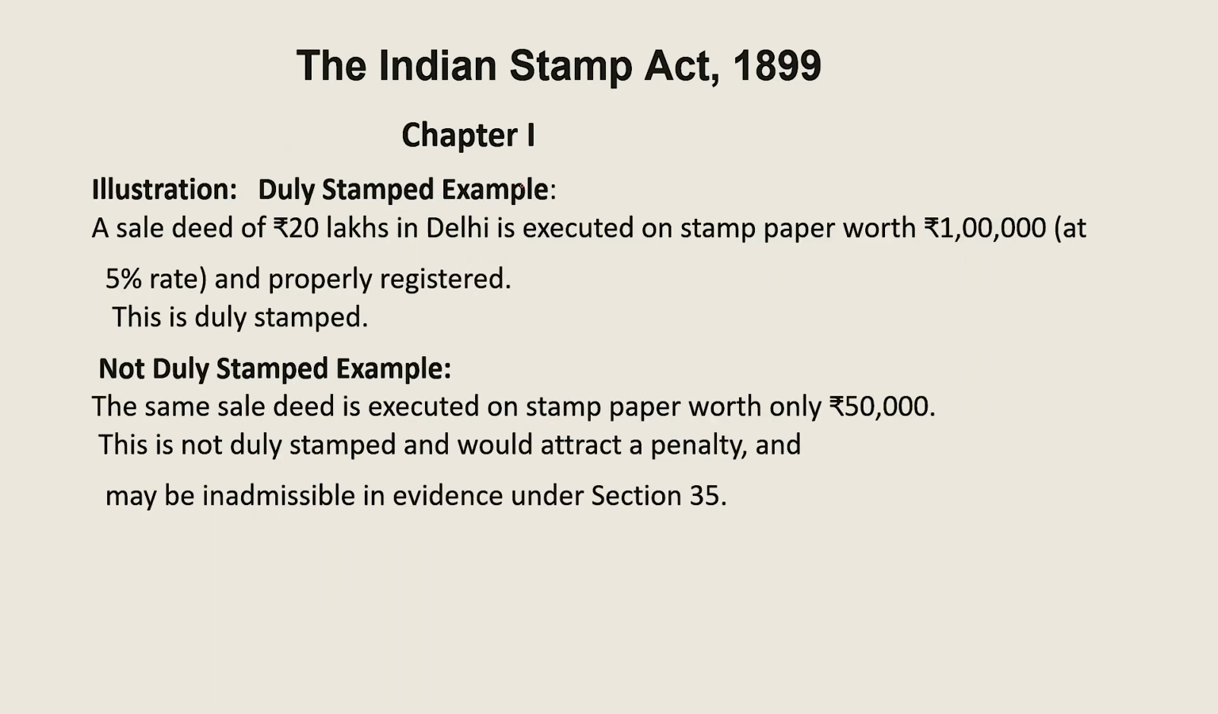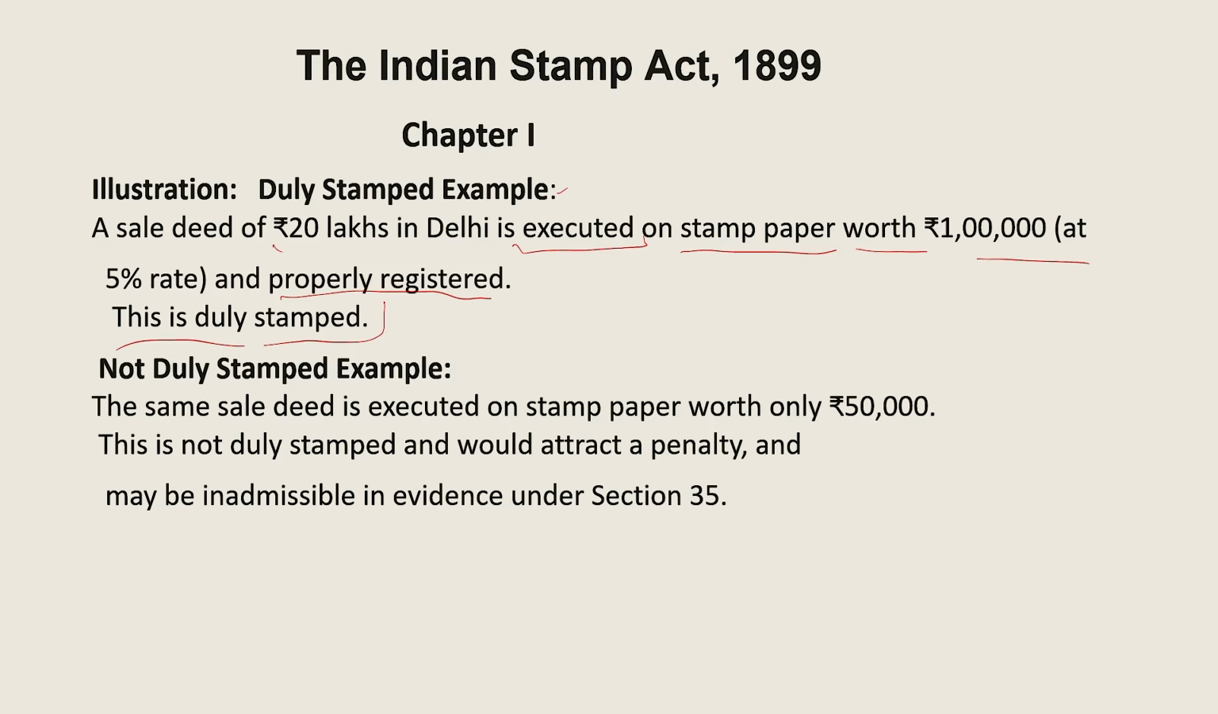Now let us take one example on duly stamped. Say a sale deed of rupees 20 lakh in Delhi is executed. Executed means it is signed on stamp paper worth rupees 1 lakh at a 5% rate, and it is properly registered. So if it is properly registered, we call this duly stamped. Sale deed of 20 lakhs in Delhi, it is executed on a stamp paper worth rupees 1 lakh, and then when it is properly registered, now we can say that the document is duly stamped. Now all the formalities have been done. Now this is the duly stamped.